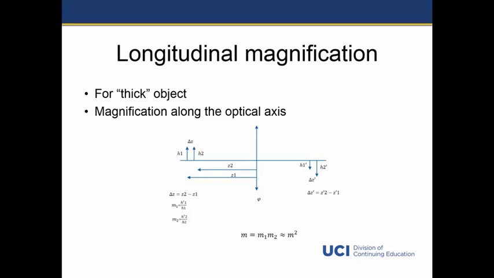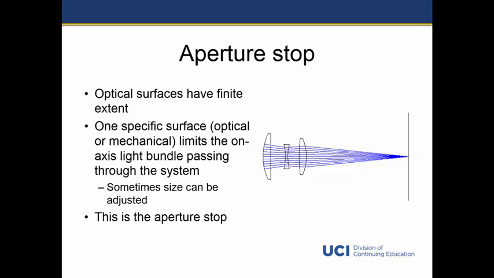And the magnification of this object would simply be the ratio of its image height to its actual height. So it would look like this. And similarly, h2 would be its ratio to its image height. The actual longitudinal magnification would be the product of those magnifications. So the longitudinal magnification is approximately the square of the lateral magnification. So that's one of the optical properties we're interested in.